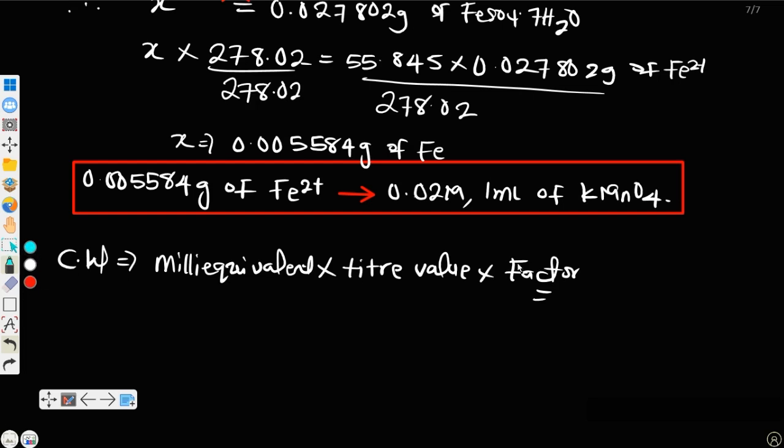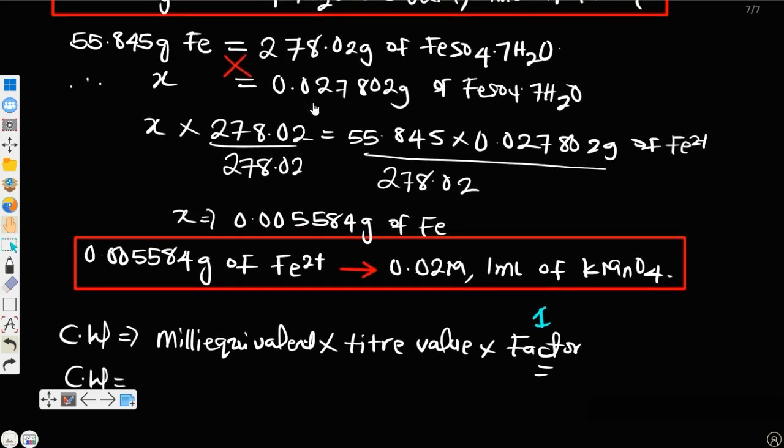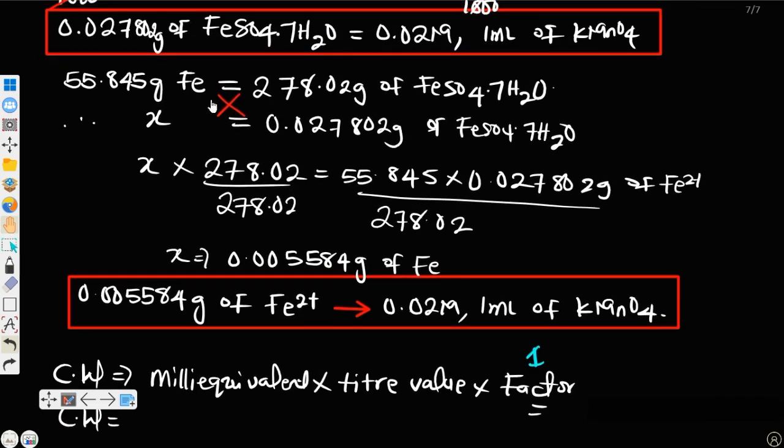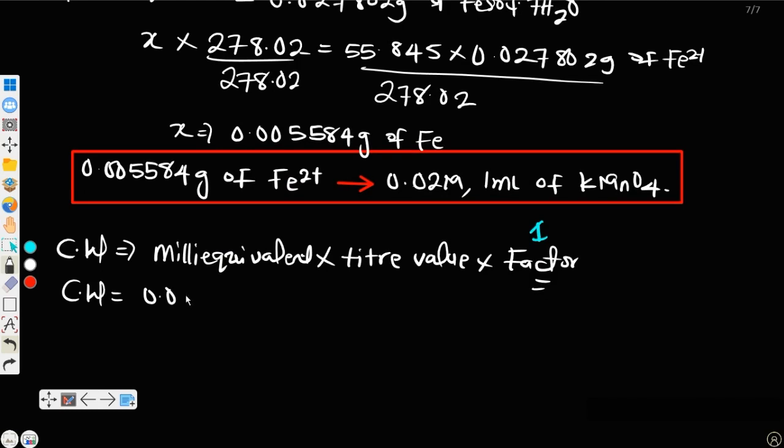It means you'll be having how many moles here? One. The factor will be one. Is that okay? So at the end of the day, what will be our calculated weight? The milli equivalent for the iron sulfate heptahydrate is 0.02780. So you come here and say 0.02780 times the titer value, which is what?